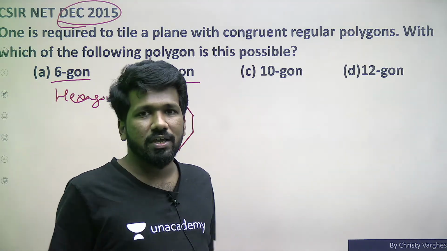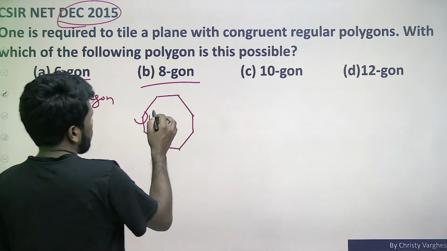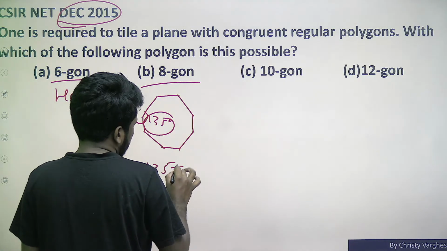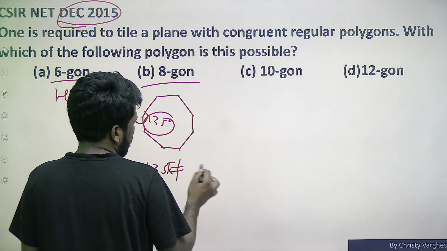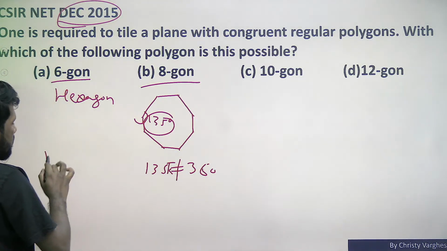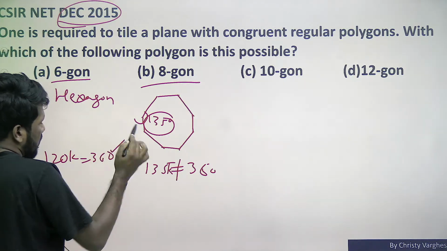After that, 45 degree is left. So that will be a gap. So tiling is not possible. 135 is not a factor of 360; 135 into k is not 360. That is why this is not possible. A hexagon is possible because 120 is the angle, and 120 into k is equal to 360.